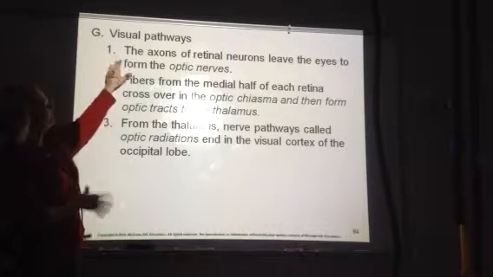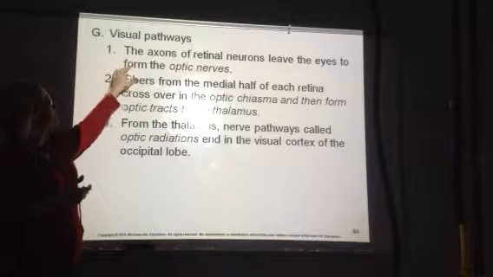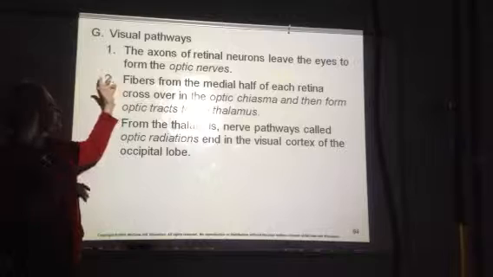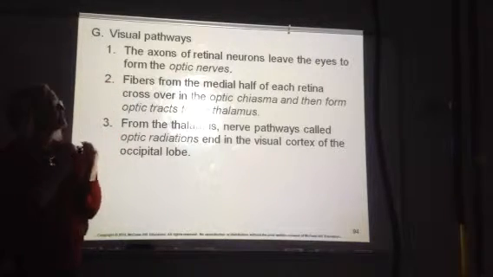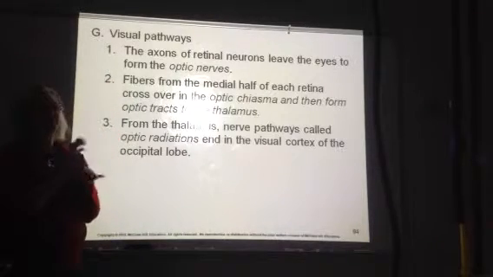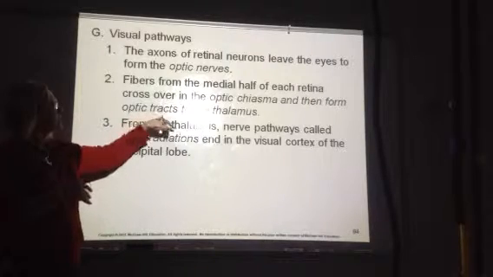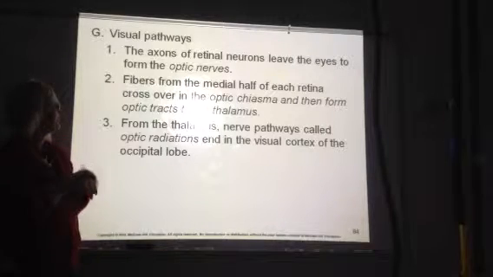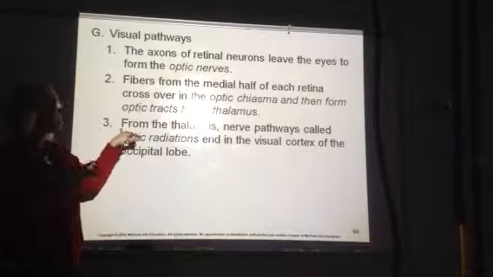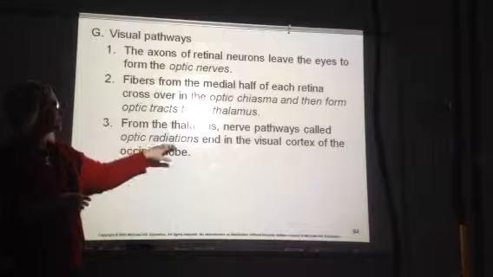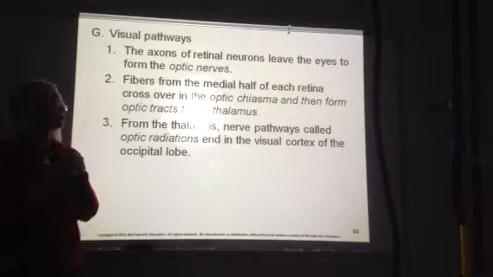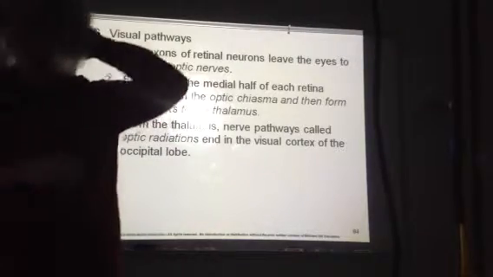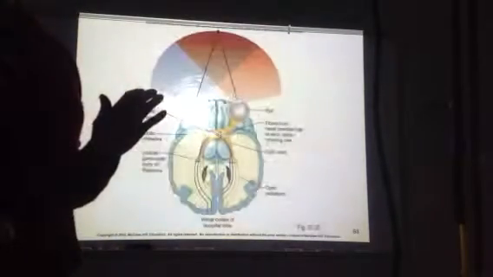So what happens when you pick up these light waves? It goes to your optic nerve, and then the fibers from each half of the retina cross over. The optic chiasma then forms the optic tracts that go to the thalamus, and there's a picture of this that shows it very well. From the thalamus, nerve pathways called optic radiations end in the visual cortex, which is in the occipital lobe, the back part of your brain.